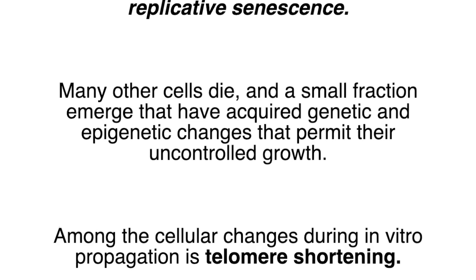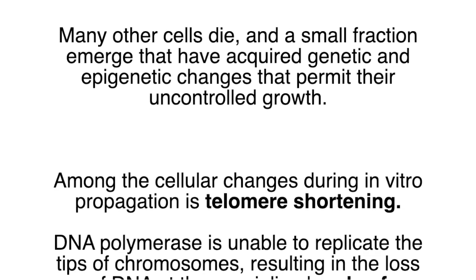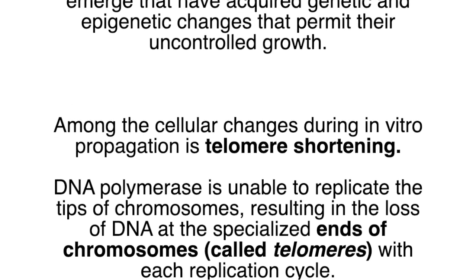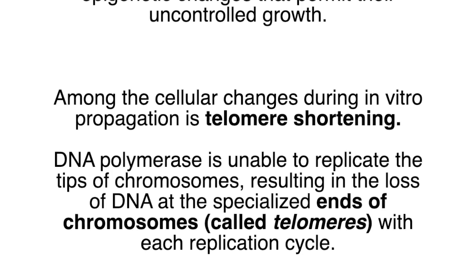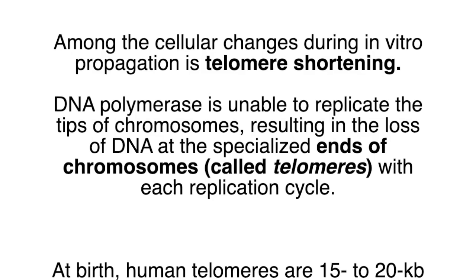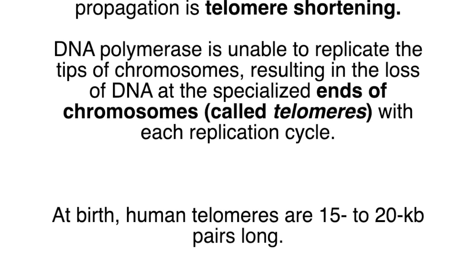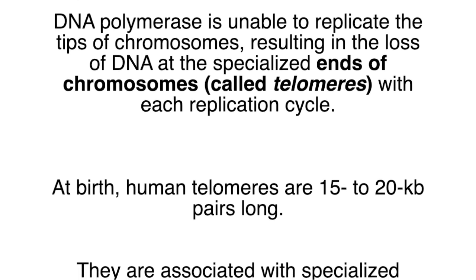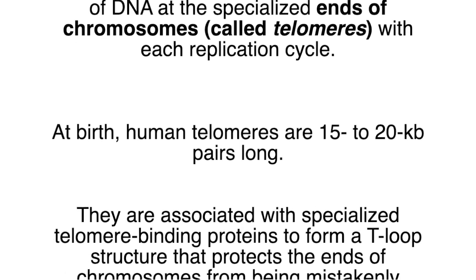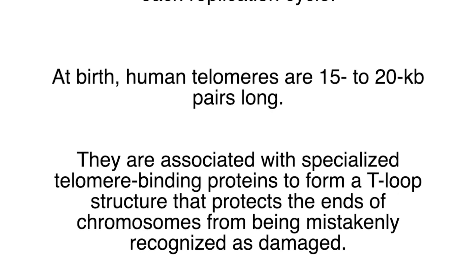DNA polymerase is unable to replicate the tips of chromosomes, resulting in the loss of DNA at the specialized ends of chromosomes, called telomeres, with each replication cycle. At birth, human telomeres are 15 to 20 kb pairs long. They are associated with specialized telomere binding proteins to form a T-loop structure that protects the ends of chromosomes from being mistakenly recognized as damaged.